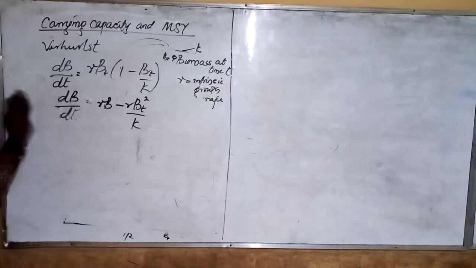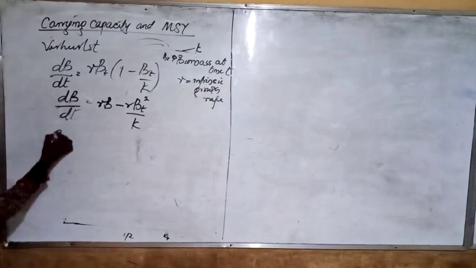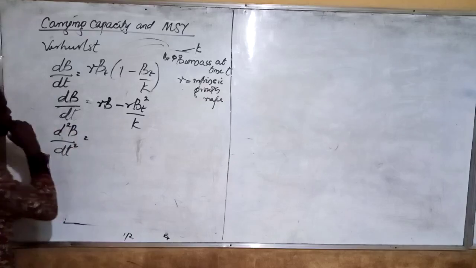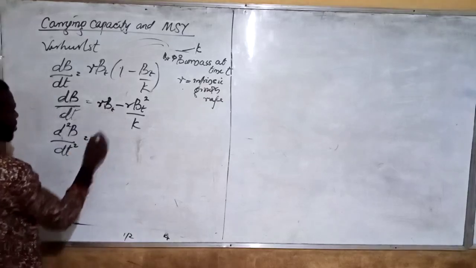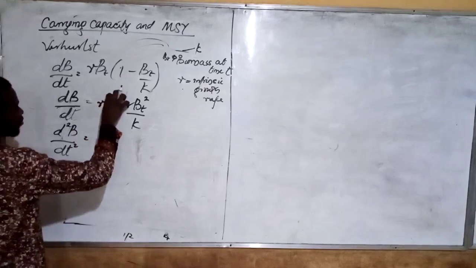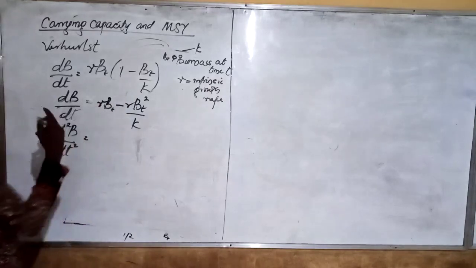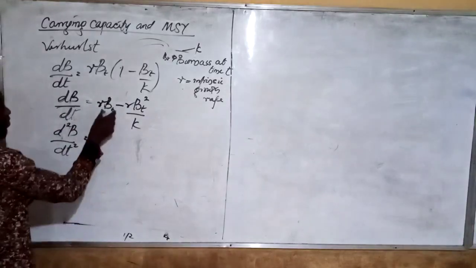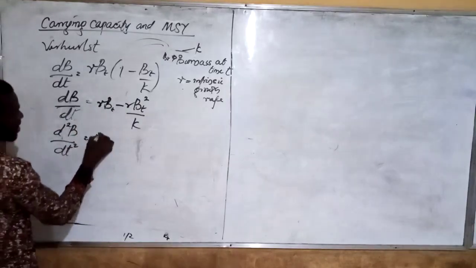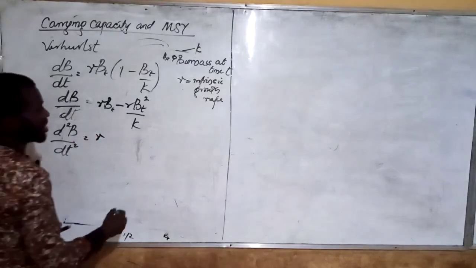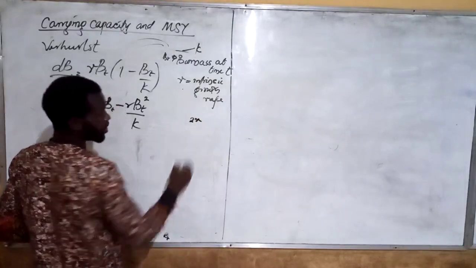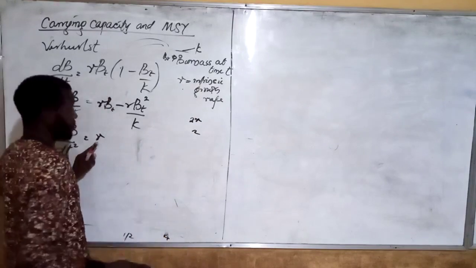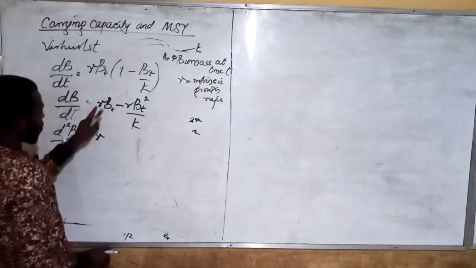By differentiating, isn't it? So if we differentiate this, we're going to have d squared b over dt squared is equal to what? When you differentiate this with respect to t, what you have is this one, because the power of b here is 1. So you're going to have what? Only r. For example, if I differentiate 2x, it gives me 2, isn't it? So if I differentiate 1b, it gives me just 1. So 1 times r is what?